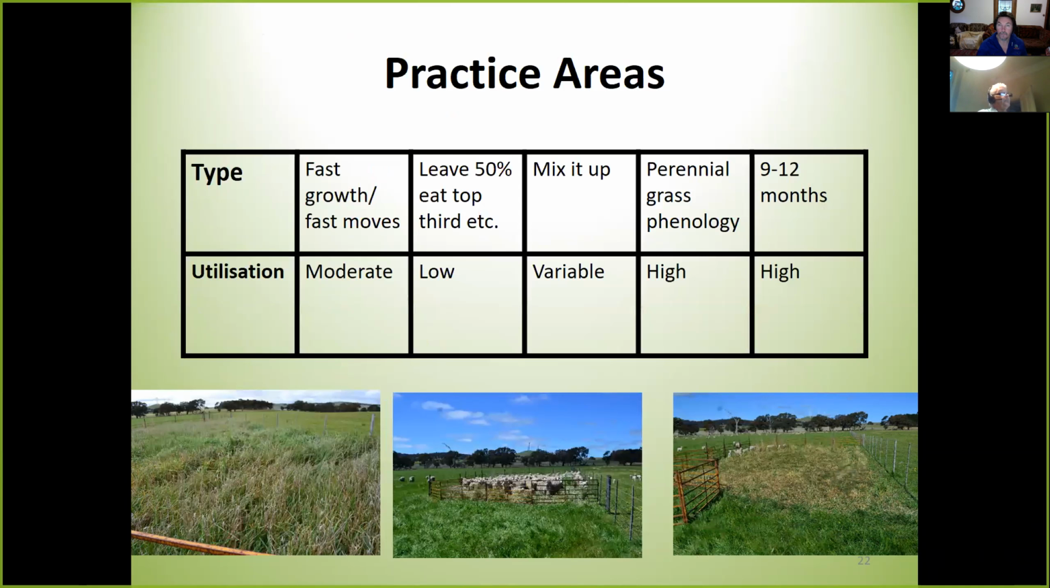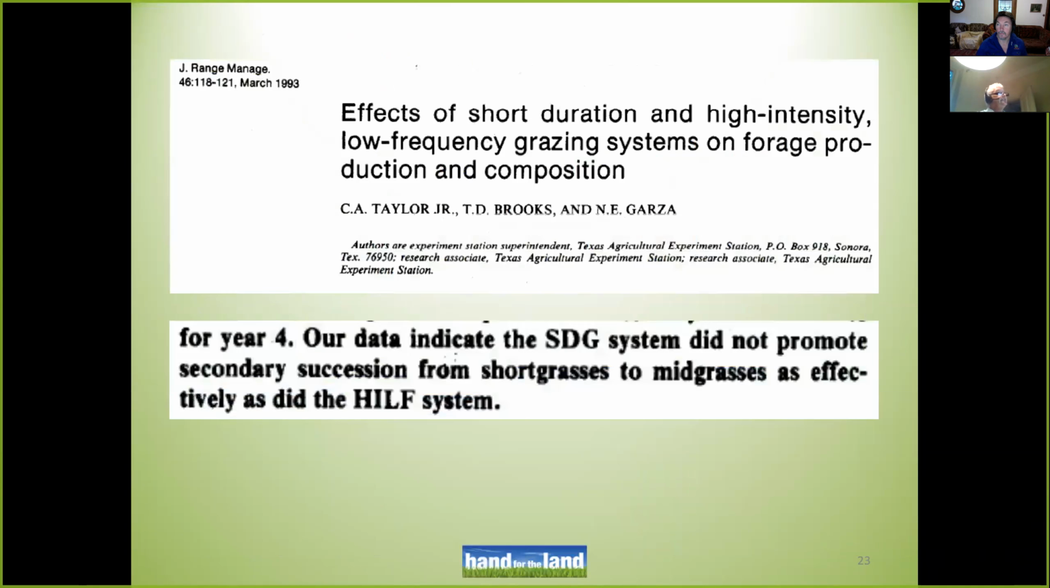In the less brittle environments in a lot of the states, you can get away with a bit more of the eating the top third and things like that. They're very robust, resilient, forgiving environments. In most of Australia and Africa and the Western US, they're not robust, non-brittle environments, and you need to be more focused on getting that litter on the soil surface and making sure you grow it each time.